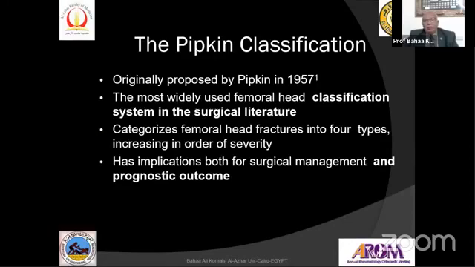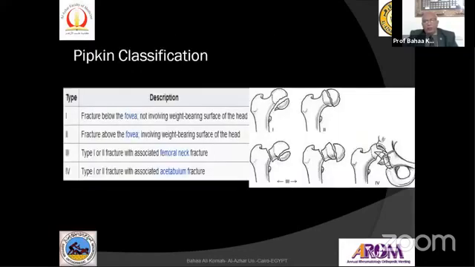The most widely used femoral head fracture classification system in the surgical literature categorizes femoral head fractures into 4 types. This is the Pipkin classification. Type 1 is a fracture below the fovea, non-weight bearing, not involving the weight bearing surface of the head. Type 2 is a fracture above the fovea, which involves the weight bearing surface of the head. Type 3 is type 1 or type 2 with associated femoral neck fracture. Type 4 is type 1 or type 2 with associated acetabular fracture.